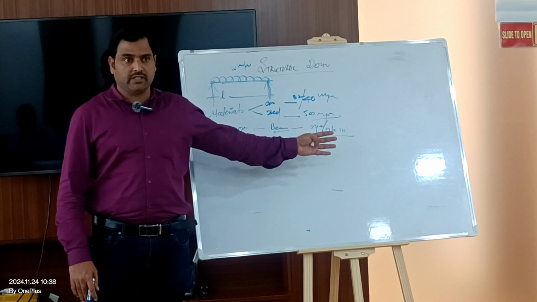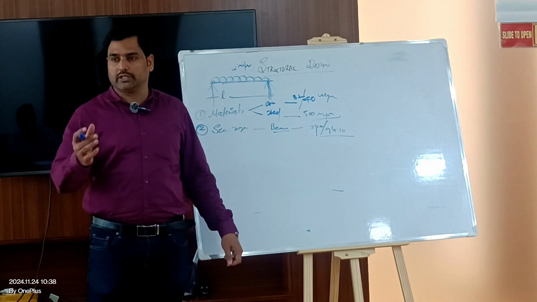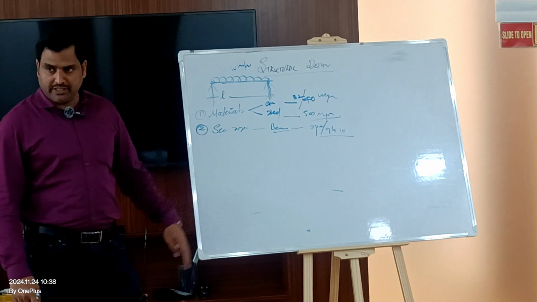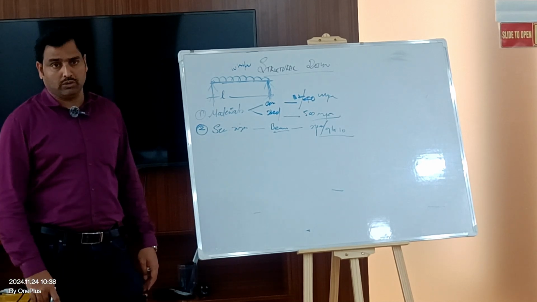If it is 8 meters, divided by 10, 800 millimeters, right? If you divide it by 9, how much do you get? 850 something. So go with span by 10 in general. Span by 9 if you have higher loading.